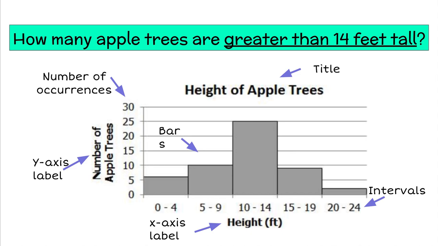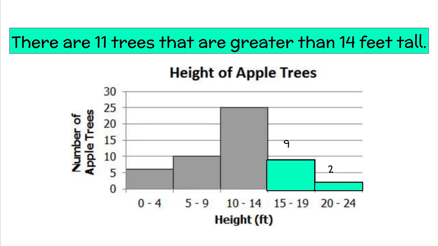How many apple trees are greater than 14 feet tall? So again, we need to focus on 2 groups here, 2 bars. There were a total of 11 trees greater than 14 feet tall, and we only want to look at the bars that were from 15 to 19 and 20 to 24. We don't want to look at the middle bar because 14 would not be greater than 14. We only want the ones that are larger. So the 15 to 19 bar had 9, the 20 to 24 had 2. 9 plus 2 gets us that total of 11 trees that are greater than 14 feet tall.